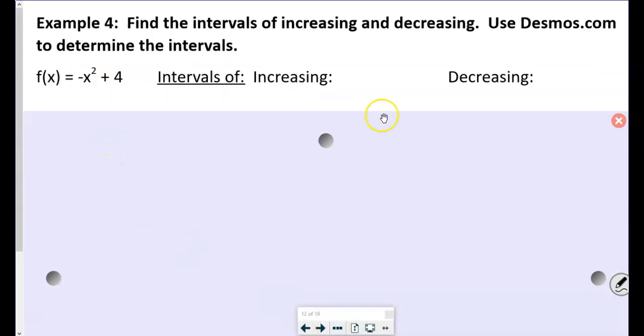Okay, so it says find the intervals of increasing and decreasing. Use Desmos.com to determine the intervals. So go ahead and go to Desmos.com and put this in there, and then we're going to look at what it does. Okay, so now I'm going to pull this down because I already put the graph in here. Maybe if I can grab this.